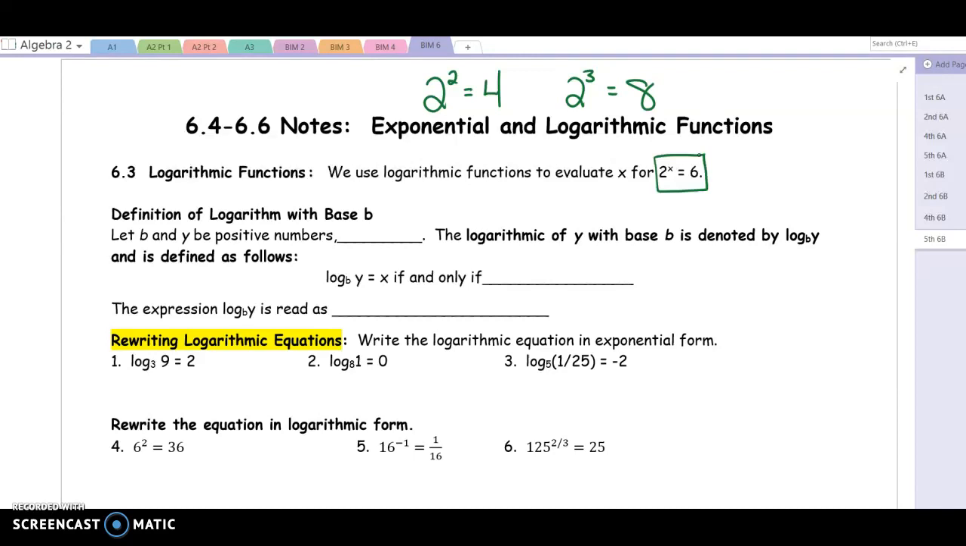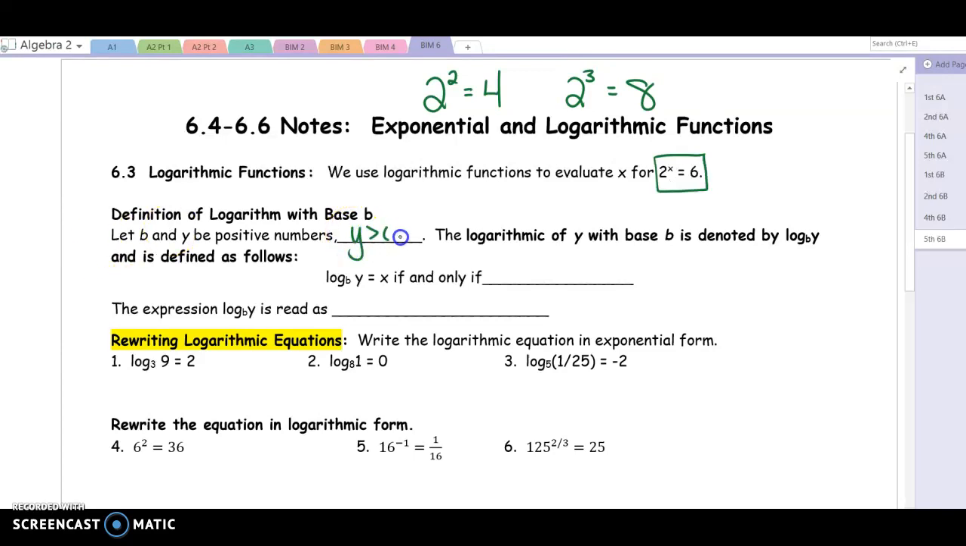So what we'd have to do is maybe guess 2.5 and try 2 to the 2.5 and see if that gave us 6. If it didn't, we'd have to try something else. But basically, we only have guess and check. We can't solve this equation because we don't know how. Today we're going to learn about logarithms, which will allow us to solve this equation and find the exact value of x that when you did 2 raised to that number, you would get 6.